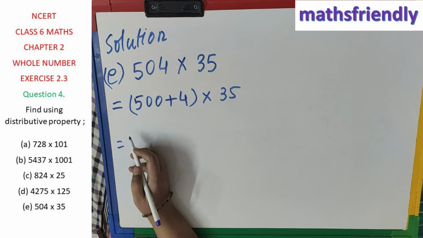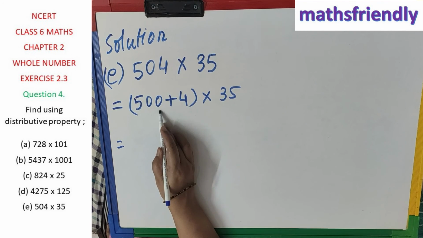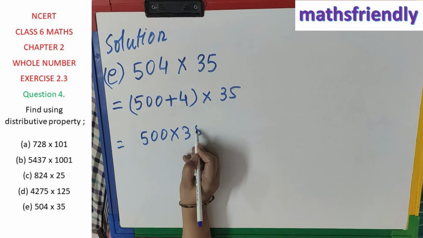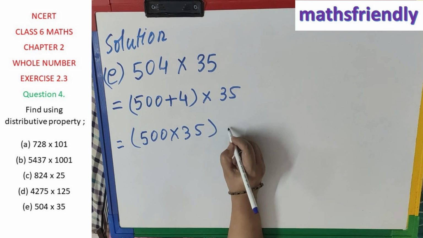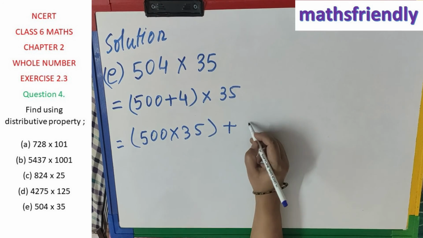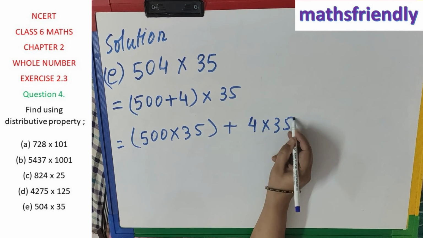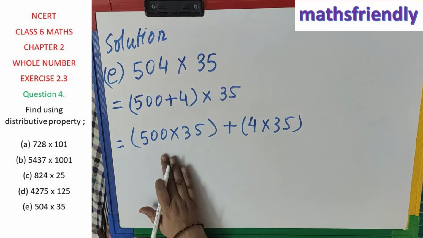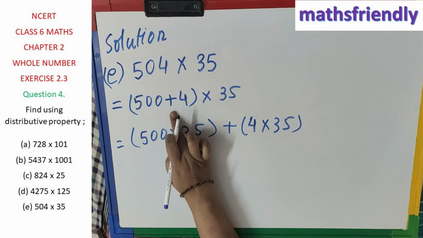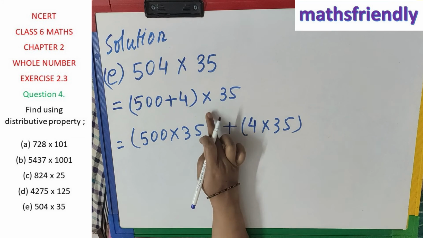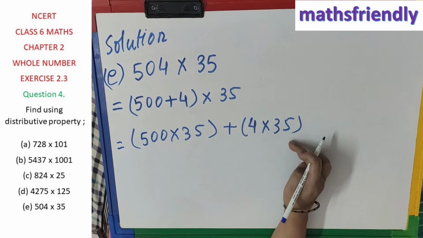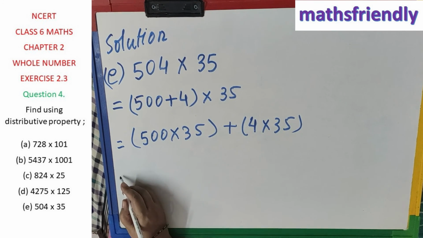Now in the next step, we will multiply this 500 by 35. So 500 multiplied to 35, and the plus sign is there, so plus sign, and 4 will be multiplied to 35. Okay, so what we did, 500 is multiplied to 35 taken in a bracket, the plus sign will be there, because the plus sign is there. Again 4 will be multiplied to 35, and it will be taken inside the bracket.